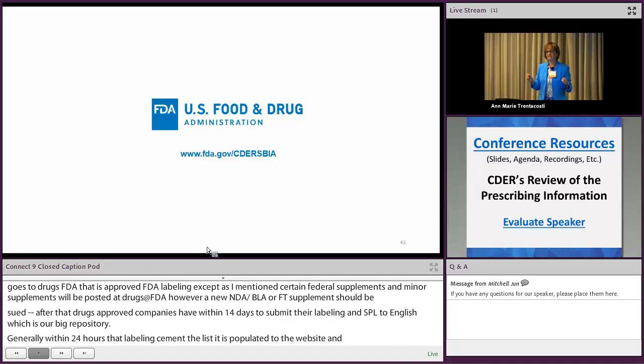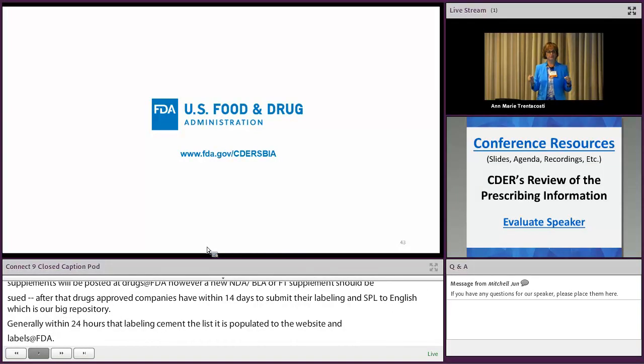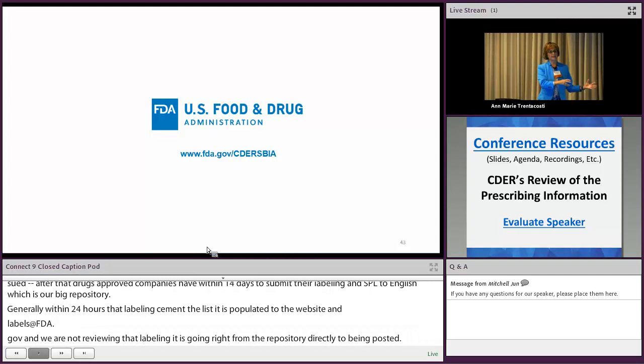The other thing is that companies are allowed to make minor editorial edits and submit that labeling to the eList repository, which gets populated on these websites as well. Or CBE0 supplements, which, as you know, are supplements where there's some major safety change. At the time the applicant submits that to FDA, they also submit it to eList, and it gets populated on these websites. So FDA has not reviewed those CBE0 supplements.